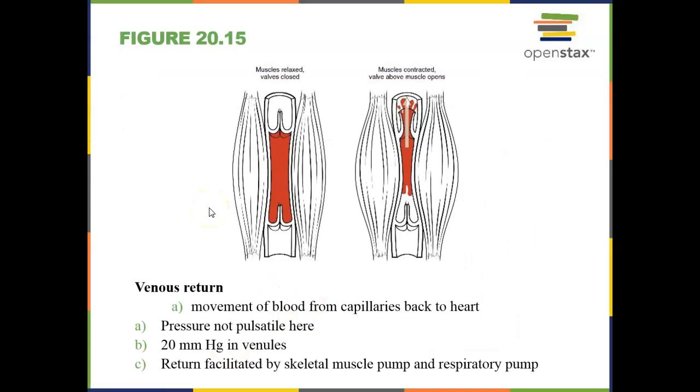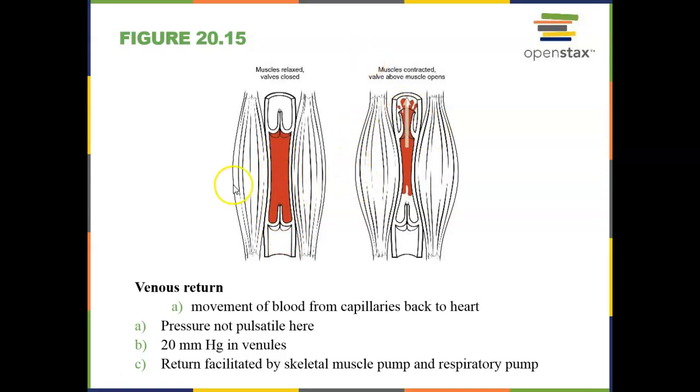Venous return is the movement of blood from our capillaries back to our heart. We have very low blood pressure in our veins, so we don't have those pulse points there. Venous return is going to be facilitated by both skeletal muscle pumps and respiratory pumps. Remember, our veins have very little smooth muscle. They do have these valves that keep blood from moving back away towards the capillaries. As blood is moving through our veins, these valves will open.